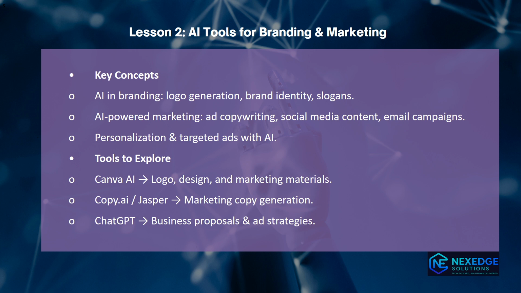So we also have Copy.ai or Jasper AI. These are used for marketing copy generation. You can use them to create marketing copy documents like your emails, your captions, your proposals, and every other thing. And we can also use ChatGPT as well. ChatGPT is used for business proposals or ad strategies. There are so many things all these AI tools can do, but we listed just a few.